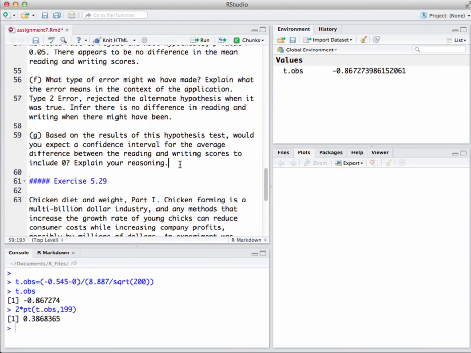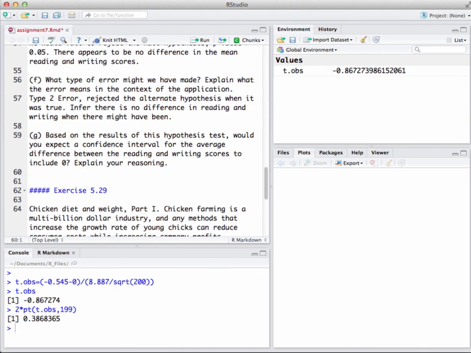So based on the results of this hypothesis test, would you expect a confidence interval for the average difference between the reading and writing scores to include 0? Explain your reasoning. Well, let's think about this for a minute. We've talked about this in our previous work in Chapter 4, that when we do a two-tailed test, and confidence intervals are actually two sides of the same coin. If the hypothesized value of the null hypothesis is contained within the confidence interval, then you would fail to reject the null. If that hypothesized value does not fall into the confidence interval, then you would reject the null. Well, in this case, what did we do? We failed to reject. In fact, we failed to reject by a pretty good margin. Our p-value is rather big, so we would expect it to contain 0. Why would we expect it to contain 0 again? Well, because that's the value of the null hypothesis.